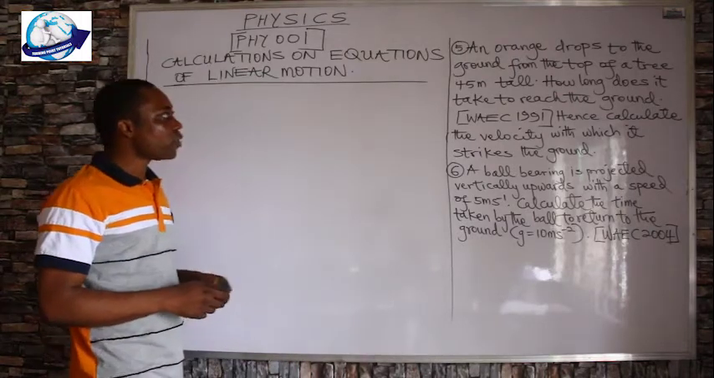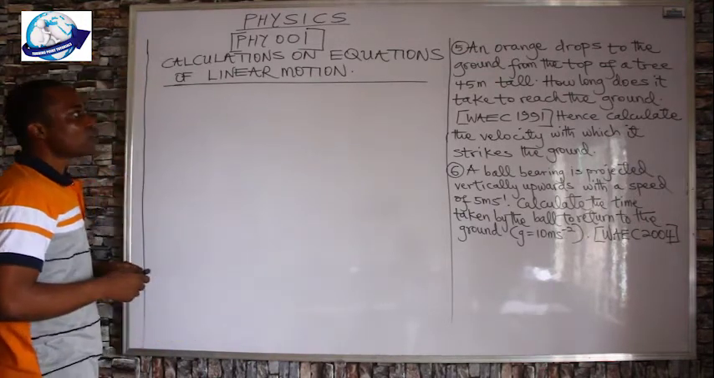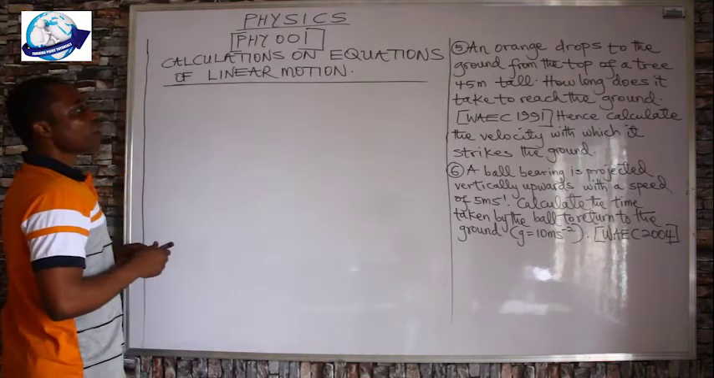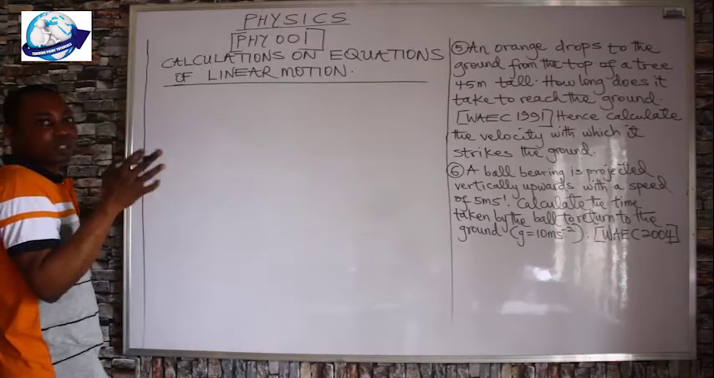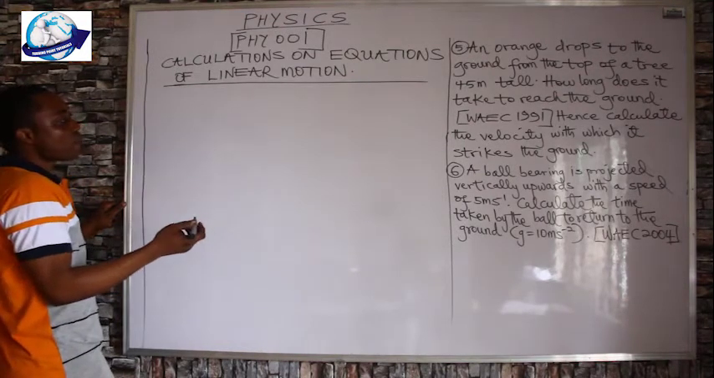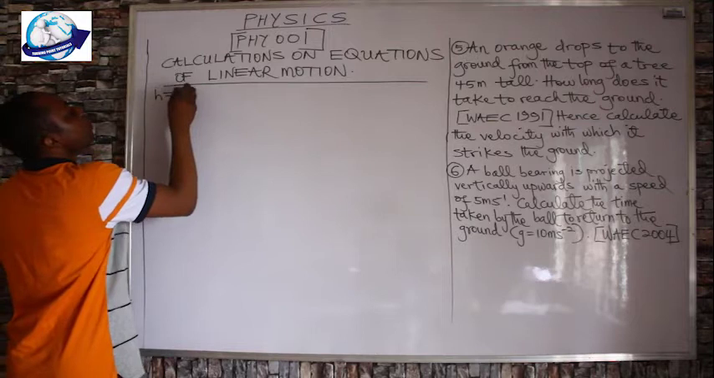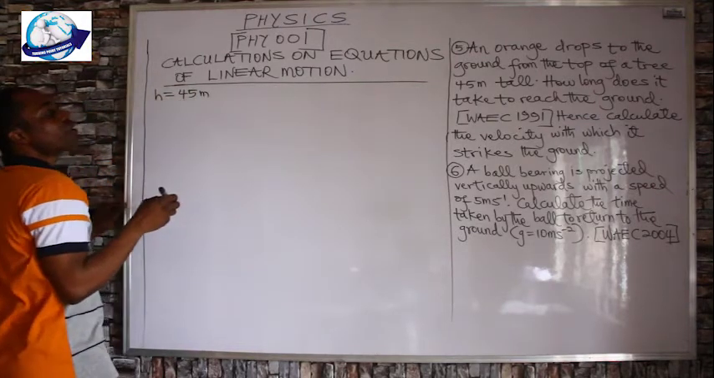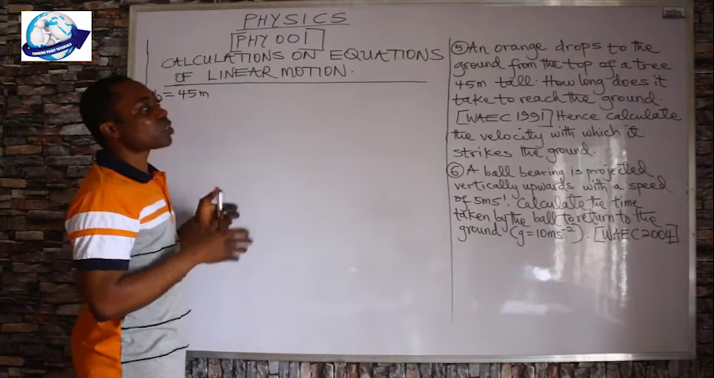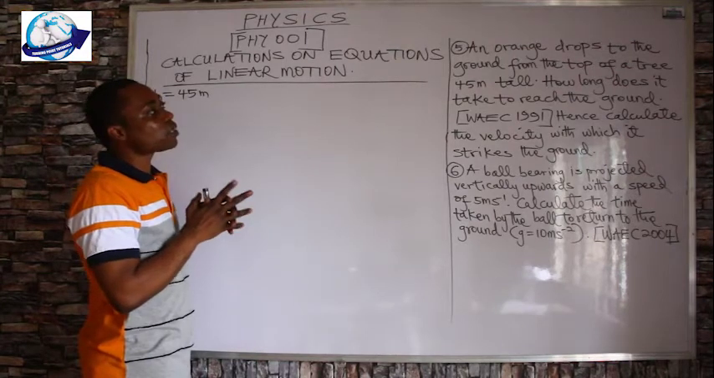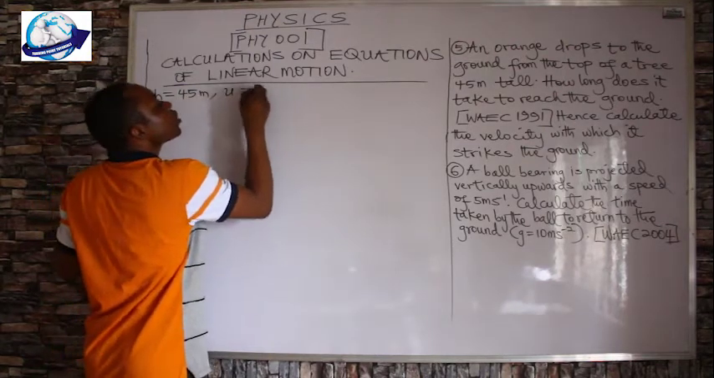But now let's look at it very well from the first question here. That's question 5. An orange drops to the ground from the top of a tree 45 meters tall. Listen to this right here. The height, the tallness of the tree, also has to do with the height above the ground level. So the vertical distance h is equal to 45 meters. Now we look at the other parameters, because it was resting, falling freely from the top of the tree. That means our initial velocity u is equal to 0.